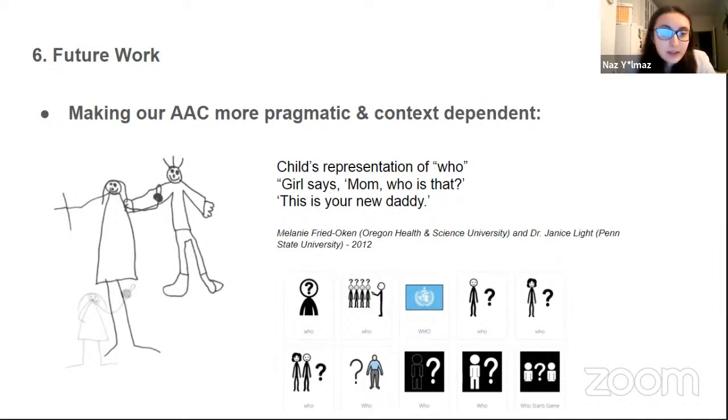Here it's also from the study by Melanie Fried-Oken and Dr. Jenny Slide: child's representation of who. They're asking about the who. These are the global symbols for who, the bottom one. Child's representation of who: a girl says, "Mom, who is that?" And Mom says, "This is your new daddy." This is the who concept.